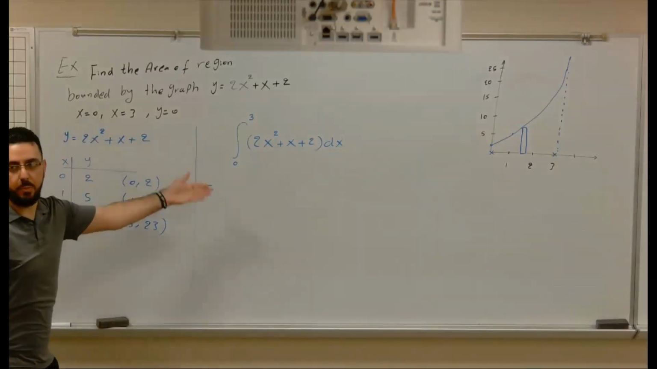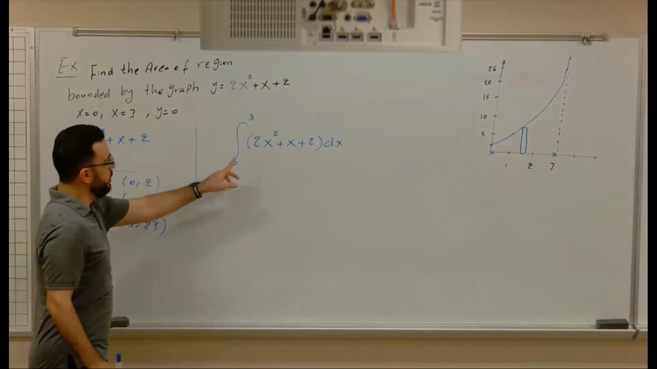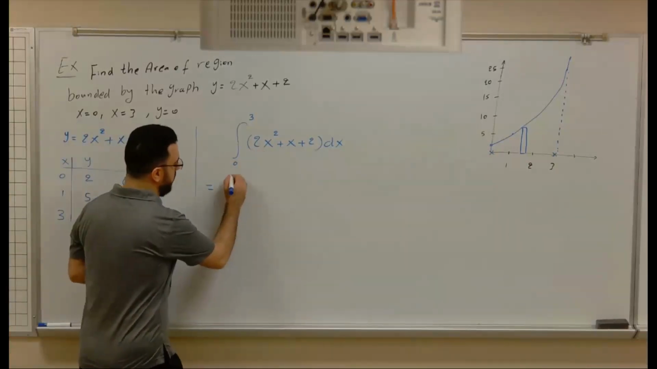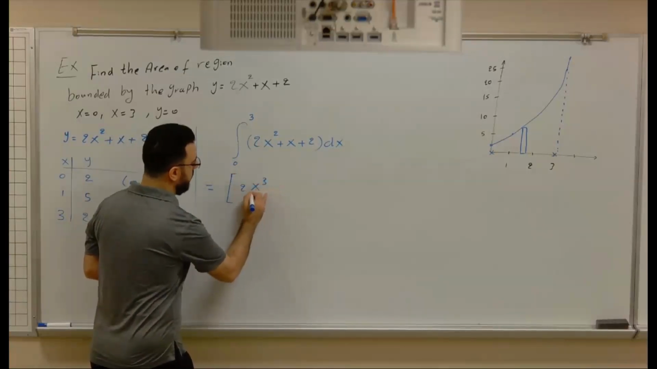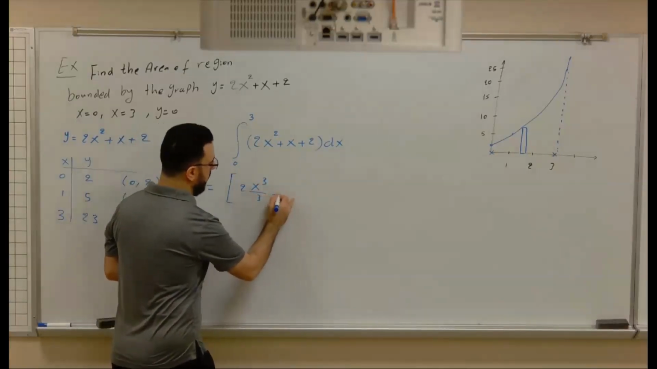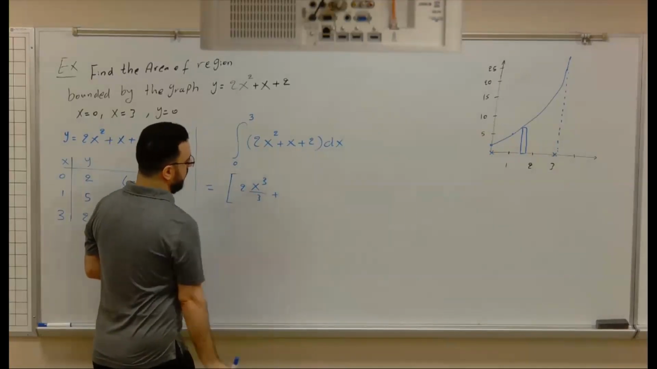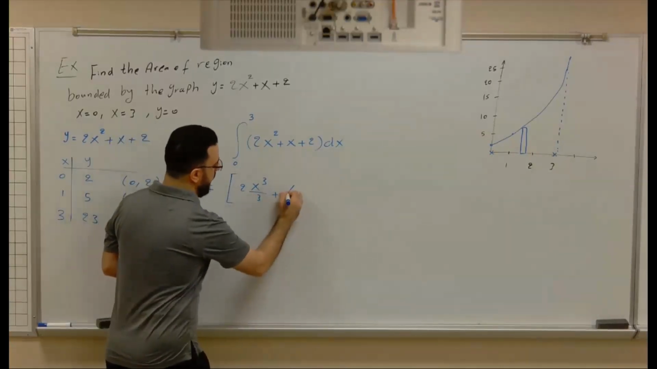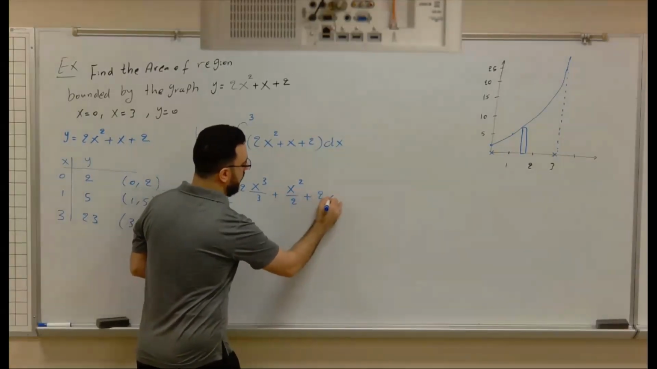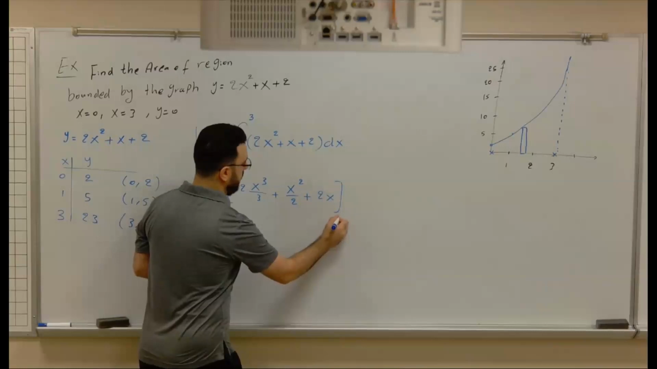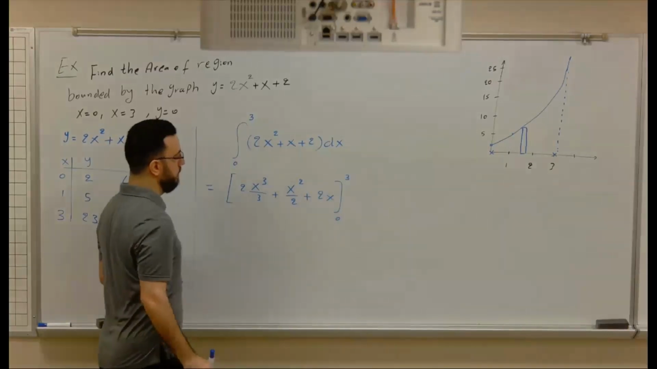Now it's exactly what we did on the previous examples. So find the integral here, which is going to be 2 times x cubed over 3 plus x squared over 2 plus 2x, and the bound is from 0 to 3.